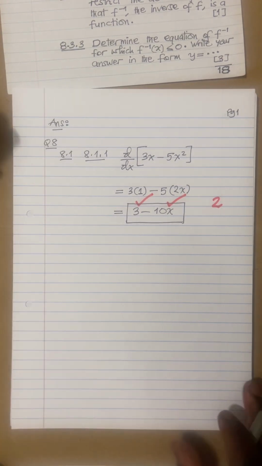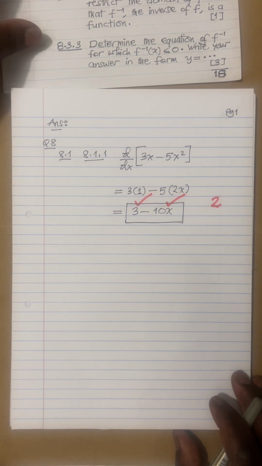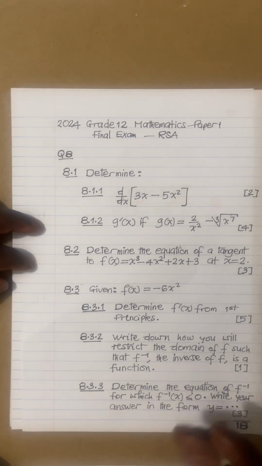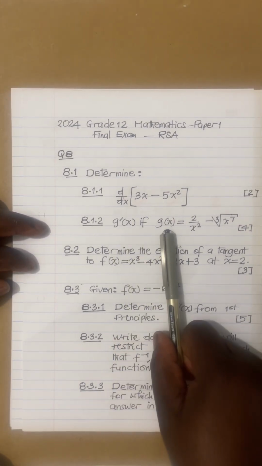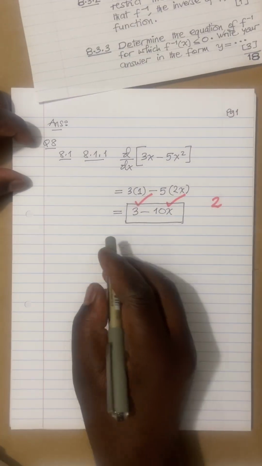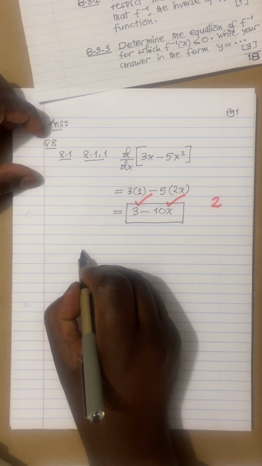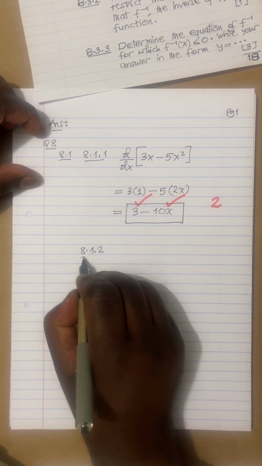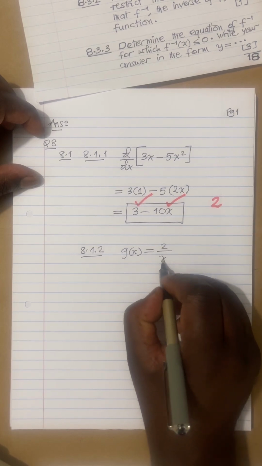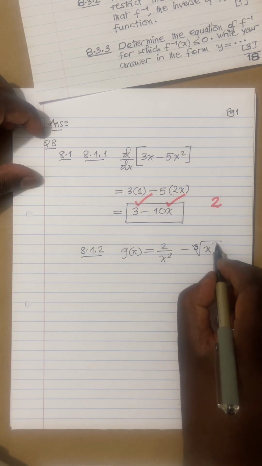Let's move on to question number 8.1.2. 8.1.2, here it is. 8.1.2, it says we must determine g prime of x if g of x is 2 over x squared minus cube root of x power 7. So 8.1.2, it says g of x is equal to 2 over x squared minus cube root of x power 7.